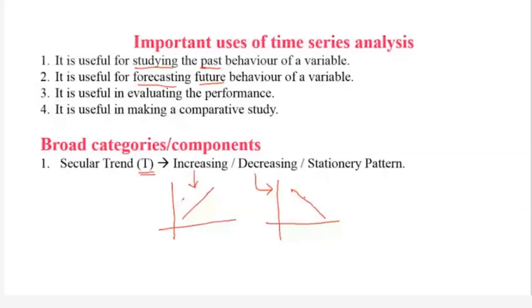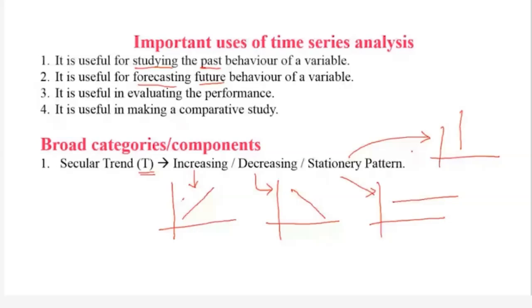If you draw a graph and you get a horizontal line, or a vertical line, then it is stationary. That is the first, secular trend. We'll come across that secular trend is for the long term. Secular trend is for the long term.